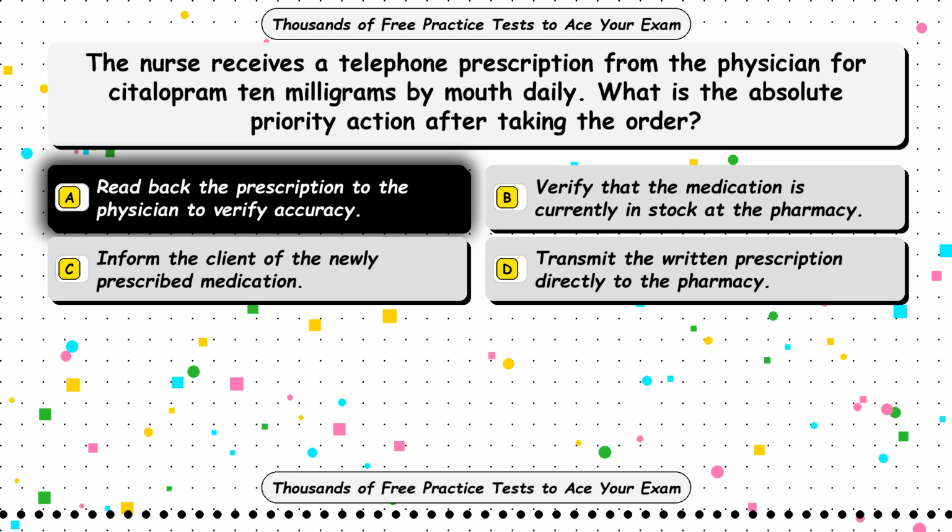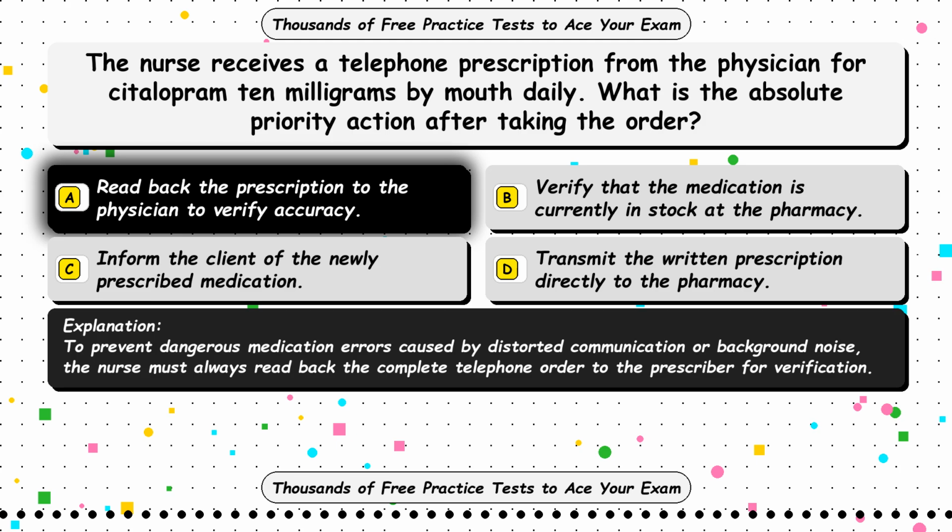The correct answer is option A. Read back the prescription to the physician to verify accuracy. To prevent dangerous medication errors caused by distorted communication or background noise, the nurse must always read back the complete telephone order to the prescriber for verification.